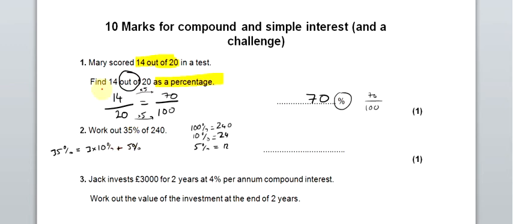And it happens to be that I know that 10% is 24, so it's 3 24s, and 5% is 12. So 3 24s is 72. 72 plus 12 is 84. So it's 84. And that's question 2.